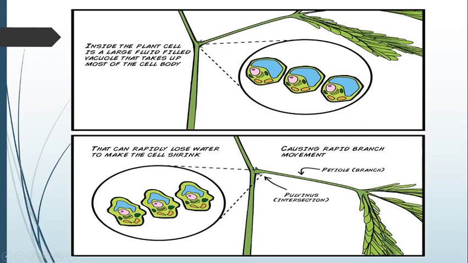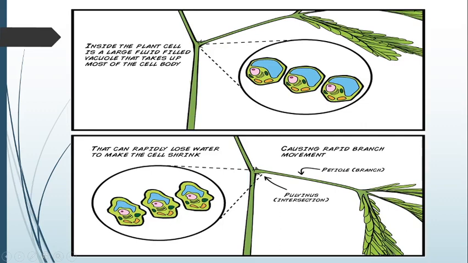Inside the plant cells, there are large fluid-filled vacuoles. In the upper diagram, you can see these vacuoles in blue color. These vacuoles contain almost all the water inside these cells.